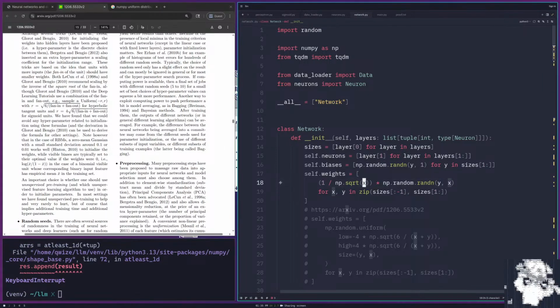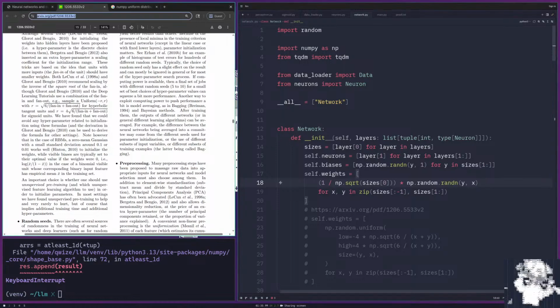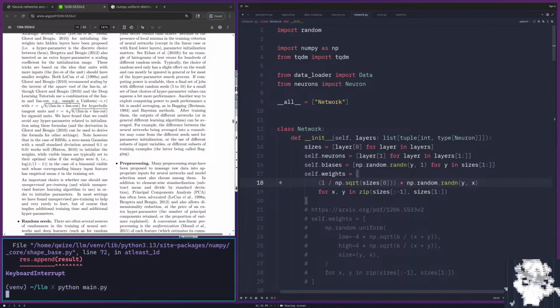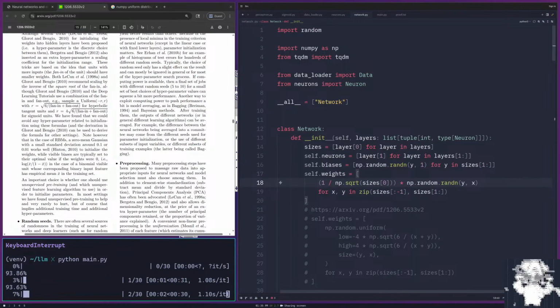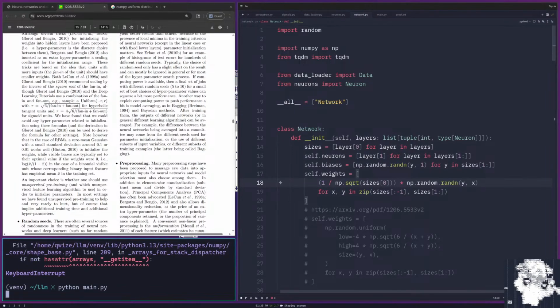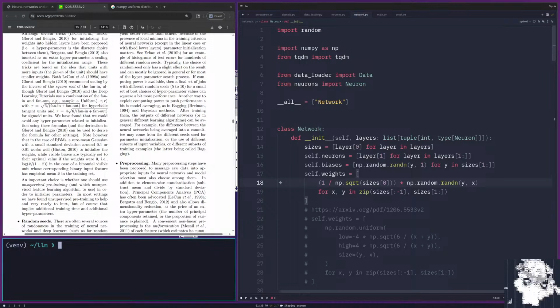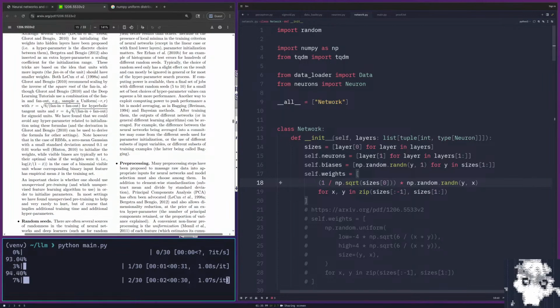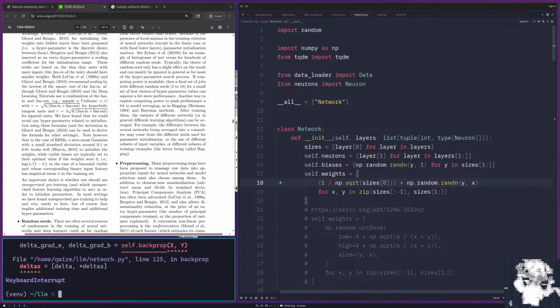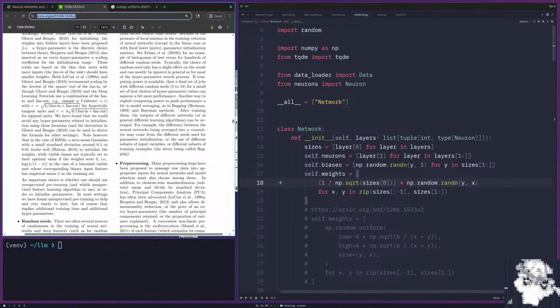Though what the book is telling me to do is to use sizes of 0. Actually, that worked really well. I don't know. I guess it is pretty random. I don't know which one is obviously better. All right, so we'll stick with that.